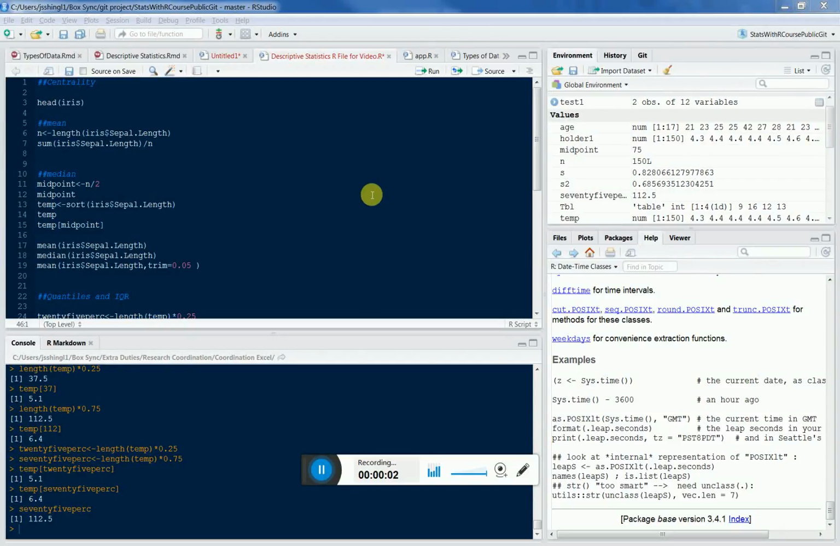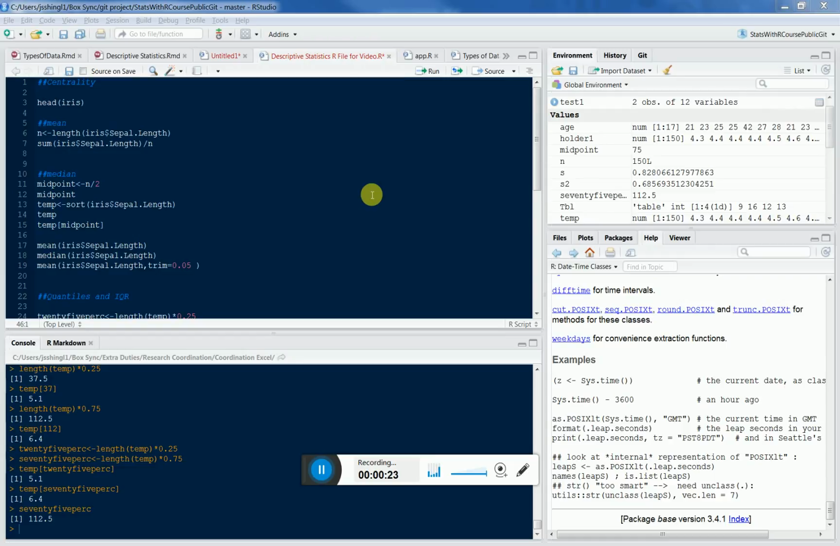We're going to cover three very common statistics in this lesson. The first one is our measures of centrality, which are the mean, median, and trimmed mean. The second one is going to be quartiles, or quantiles. And the third one, standard deviation and variance. The three different measures of centrality are the mean, median, and the trimmed mean.